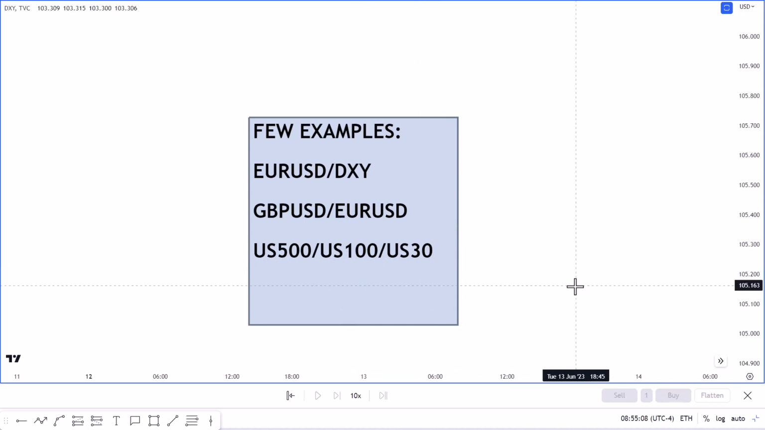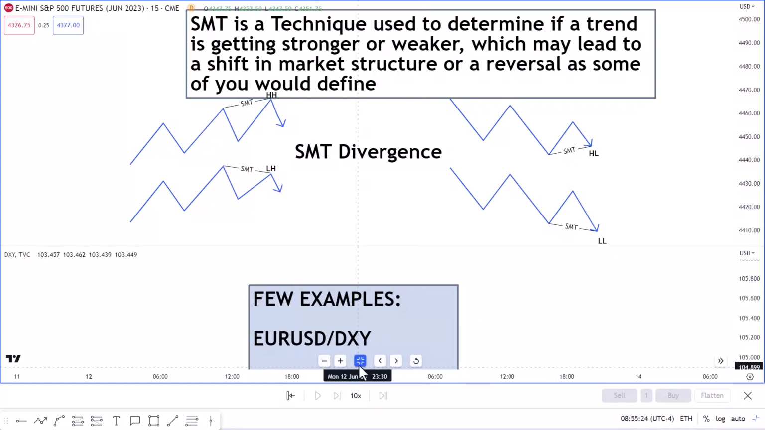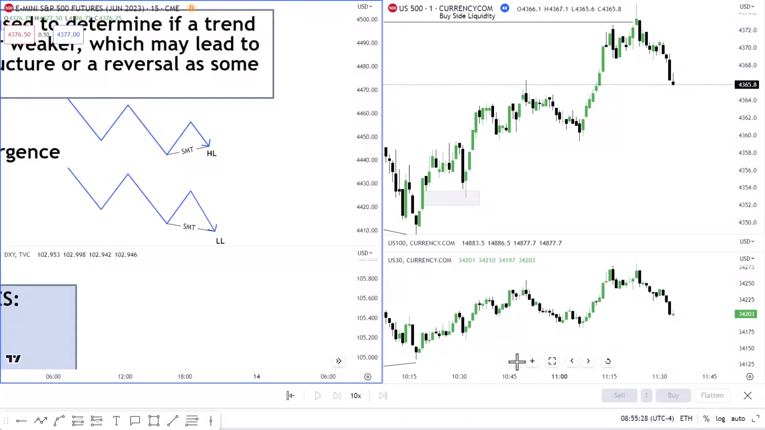Of course, the examples are not limited to these examples you're seeing on the screen right now. We have other examples of SMT, and in my subsequent videos, I'll show more examples trading SMT. Now, let's quickly hop into our charts and see a live example of how to use SMT.